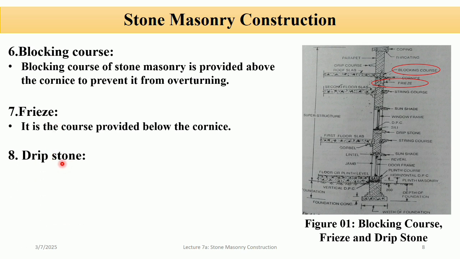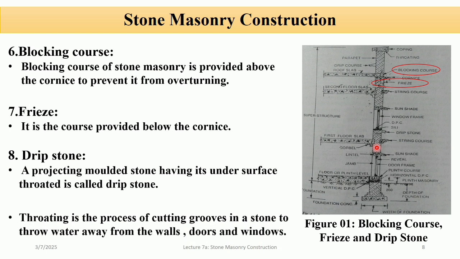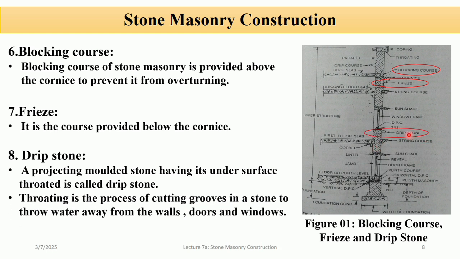Dripstone. So a dripstone is a projecting stone molding usually above windows, doors, or cornices, designed to channel rainwater away. So you can see in the figure that the dripstone is provided here to throw the water out from the building. So the purpose of dripstone is to prevent water from running down walls, reducing erosion and staining, protect openings from moisture infiltration, and enhance the aesthetic detail of the structure.